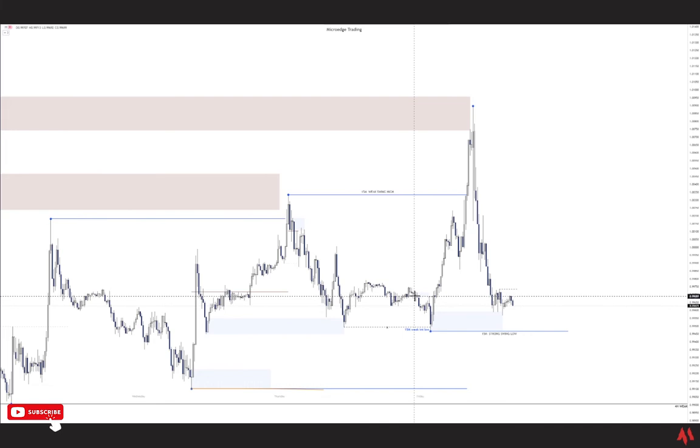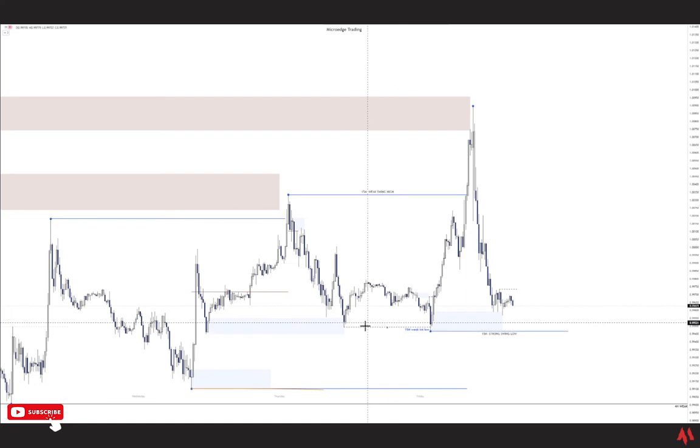Waiting for a 15 minutes change of character is a conservative way of taking this trade. But I was actually looking at this after I got taken out over here. We have a sweep of this low. We didn't close below the low, making this a liquidity sweep on the 15 minutes, and this happened in a demand zone and on discount pricing, which ticked all the boxes for me.